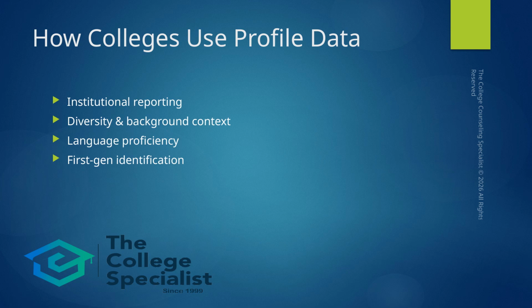Admissions officers also use this section to understand the broader context of your life, not to judge, but to interpret your achievements within the opportunities available to you. For example, speaking multiple languages or navigating different cultural environments can demonstrate adaptability and resilience. While the profile section doesn't directly influence admissions decisions the way essays or activities do, it provides essential context that shapes how the rest of your application is read. Accurate, complete information ensures colleges understand your story clearly.